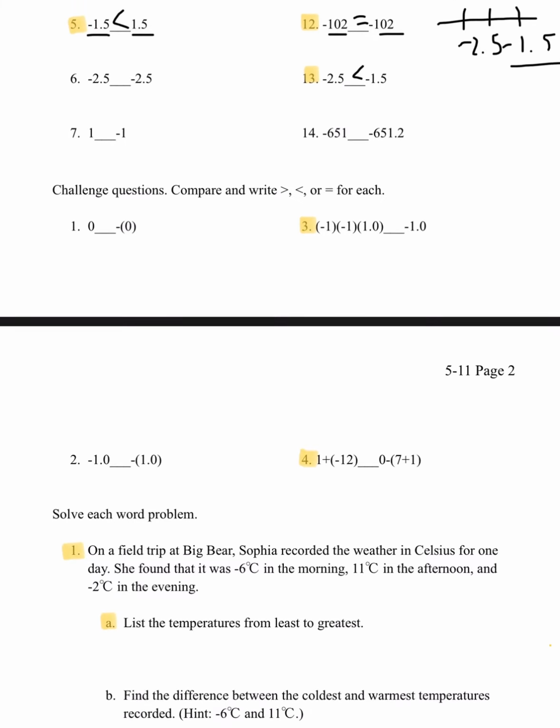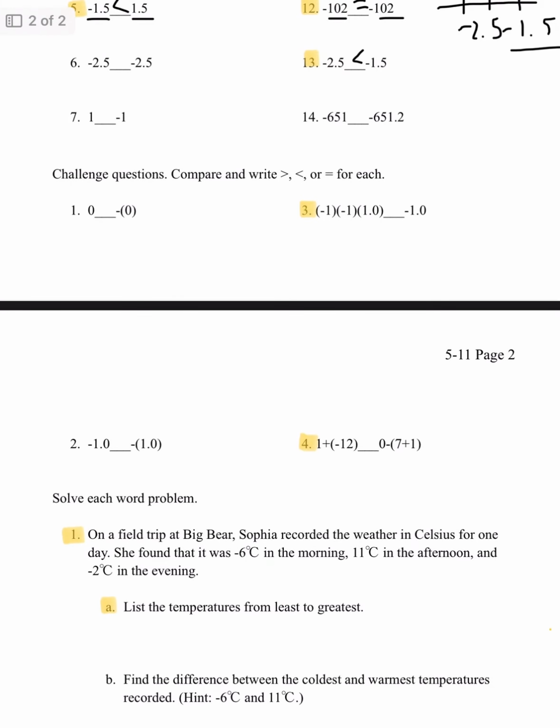We're going to move on to the challenge questions. Compare and write less than, greater than, or equal to for each. I'm going to be going over number 3 and 4. So number 3, we're going to have to solve this one in order to know what number we have on the left. While on the right, we have negative 1.0.